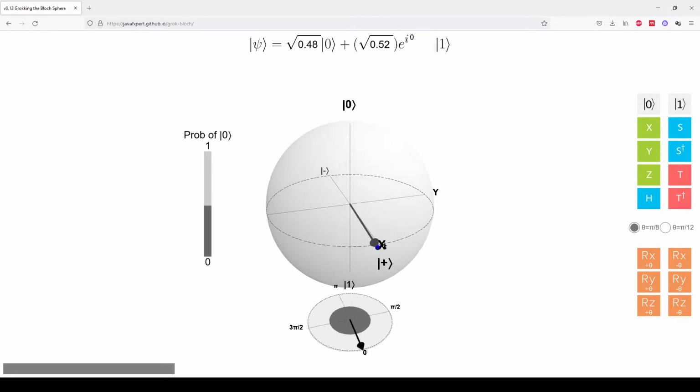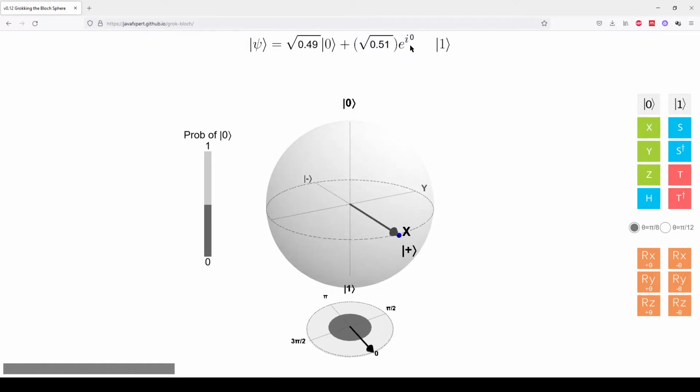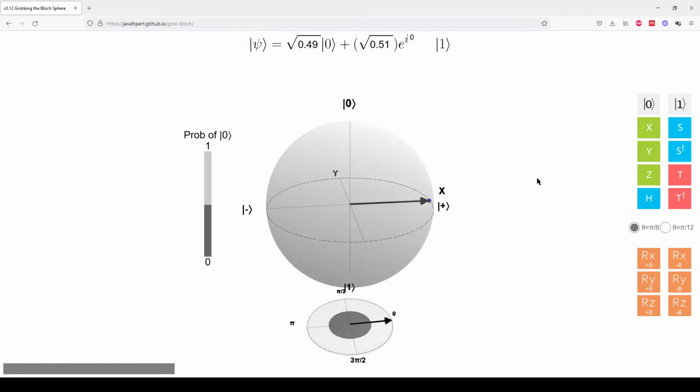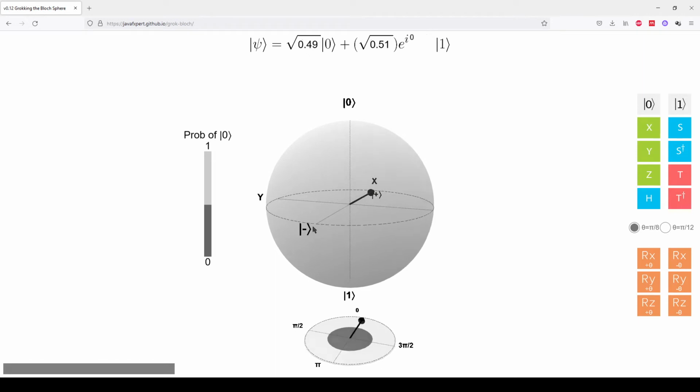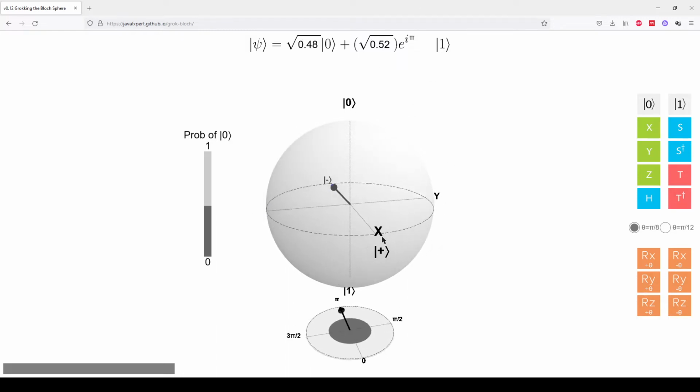I mentioned that this is called the plus state, and the reason why is because e to the i0 is plus 1. And this is the minus state accordingly, because e to the i pi is minus 1. So this should make sense.